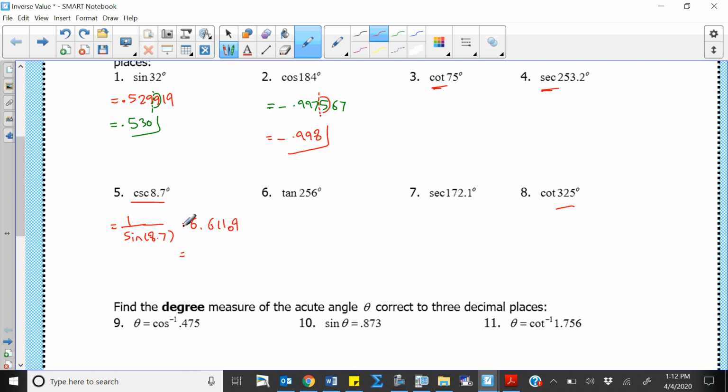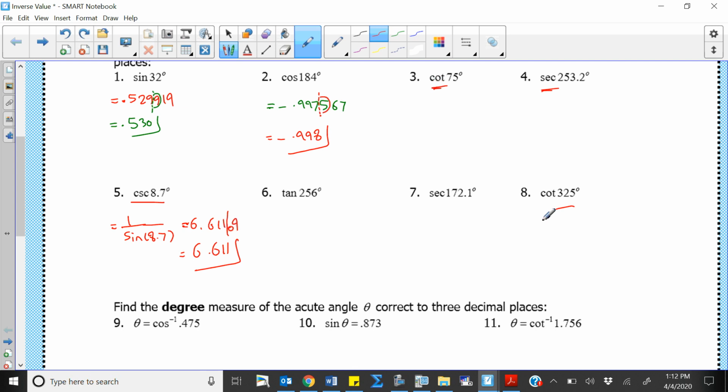And then I round this to 6.611, because the number after the third decimal is 0. It's closer to the left side bound, 0, so I don't make any changes to the 1. I just keep it. This is the answer.